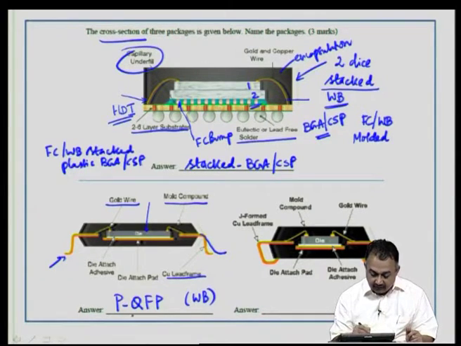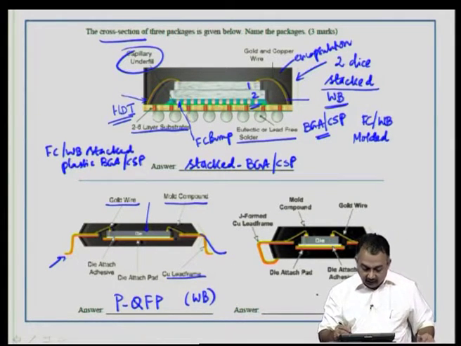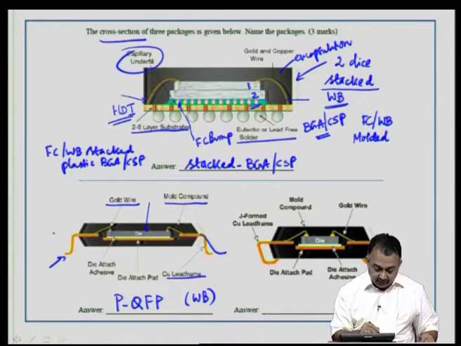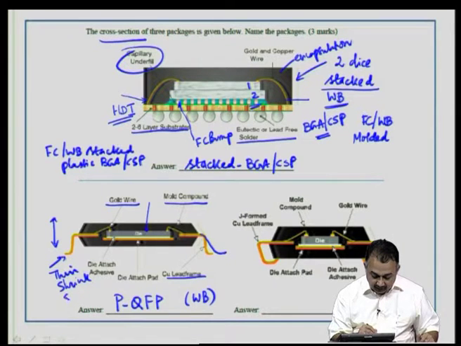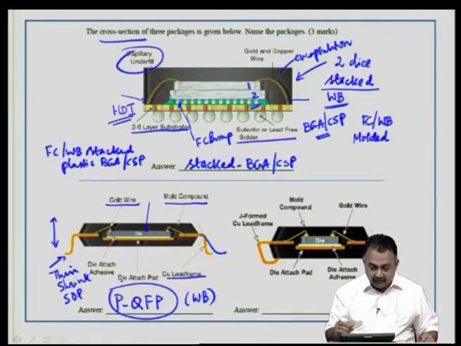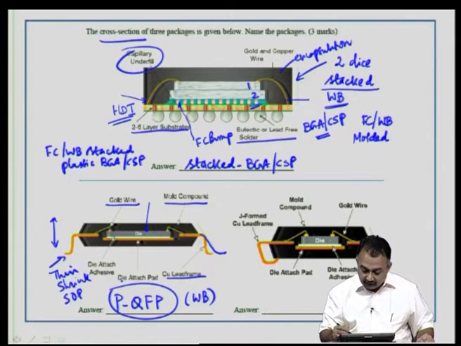So, this is a plastic quad flat pack, and if you have information about the height, then you can really talk about whether it is a thin package or a shrink package and so on, or even a small outline package. So, if you are able to identify this as a QFP, then it is fine.